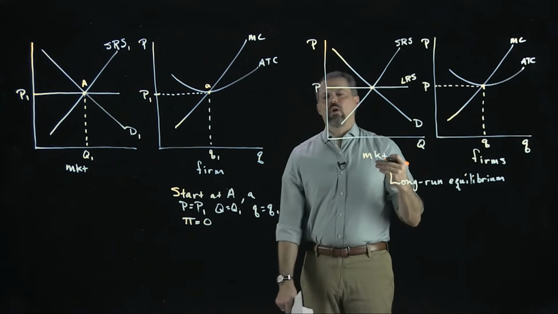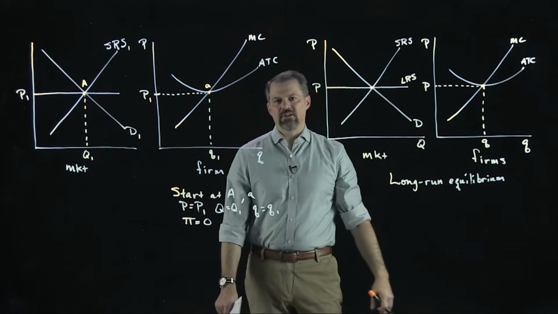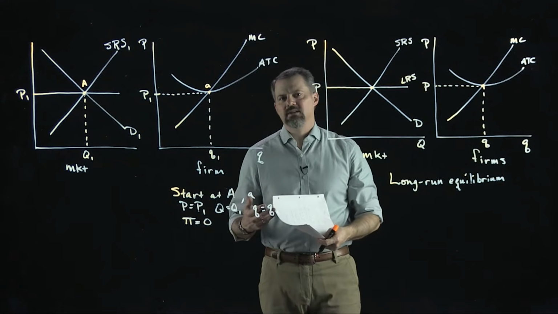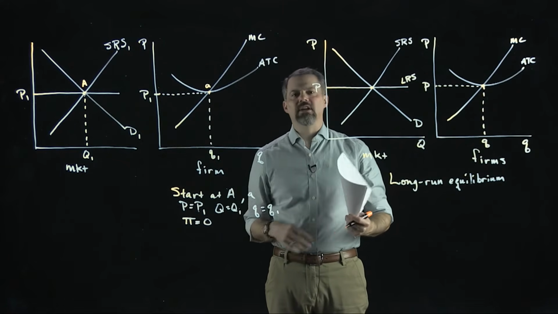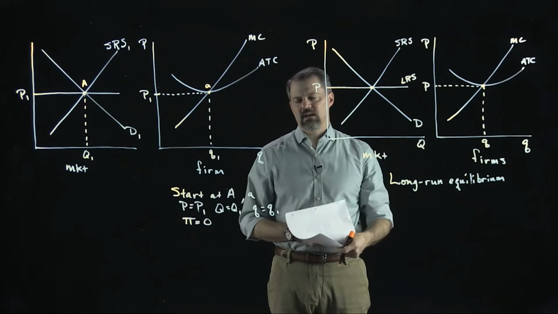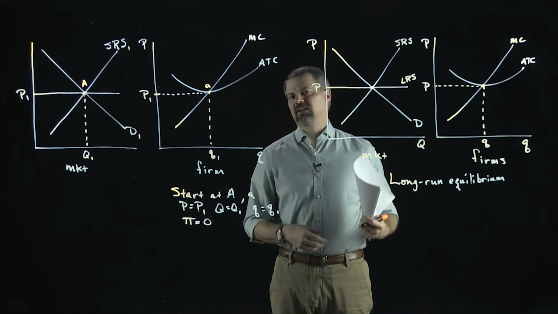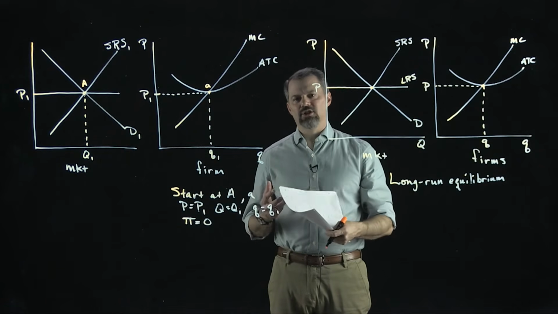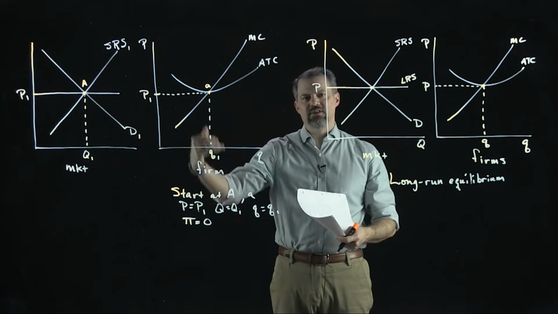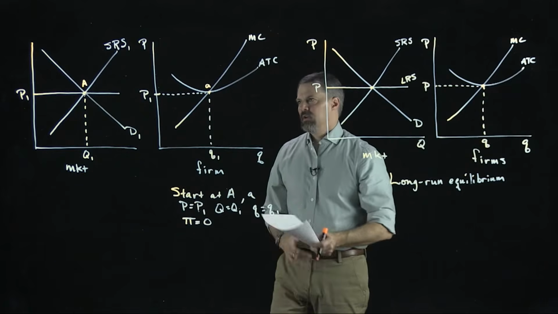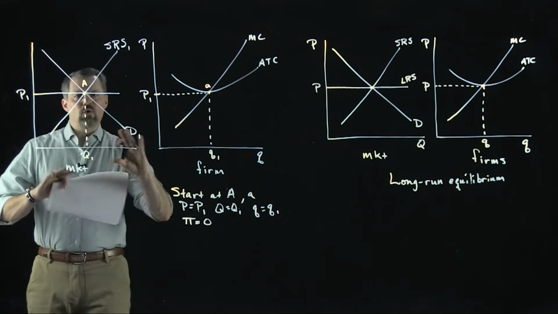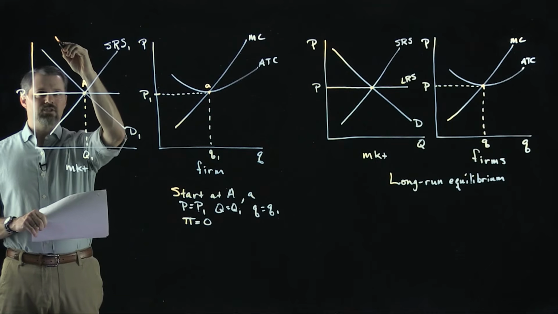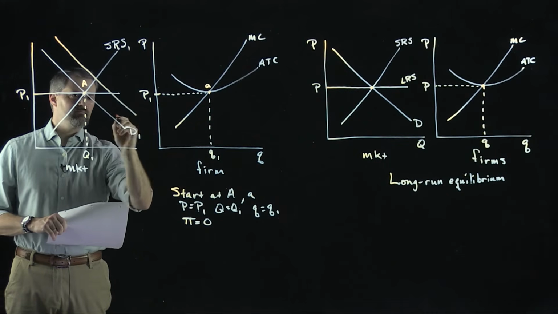Now, let's think about what happens if market demand increases. So let's suppose that one of the determinants of demand changes. Maybe this is a normal good and consumer incomes go up. Or maybe it's an inferior good and consumer incomes go down. Or maybe the price of some related good changes in such a way that it increases the demand for this good. Let's not worry about which particular determinant it is. Let's just suppose that our market demand shifts to the right, to D2.